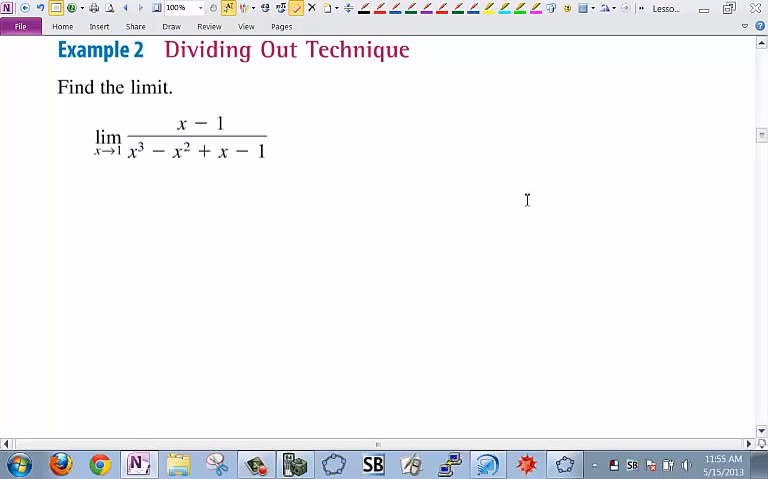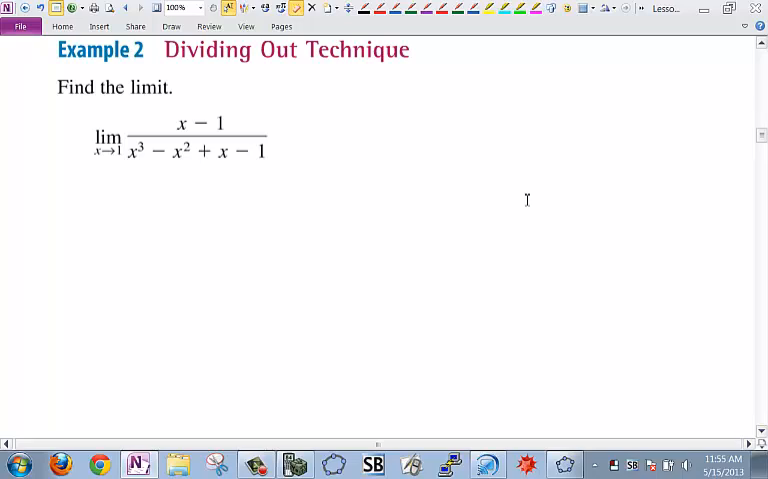Okay. The limit as x approaches 1 of x minus 1 over x cubed minus x squared plus x minus 1. Is this function continuous at 1? No, so I can't use direct substitution. Are we supposed to know that by looking at it? If we plug in 1, you get a 0. Plug 1 into the bottom. Why 1? That's what x is approaching.